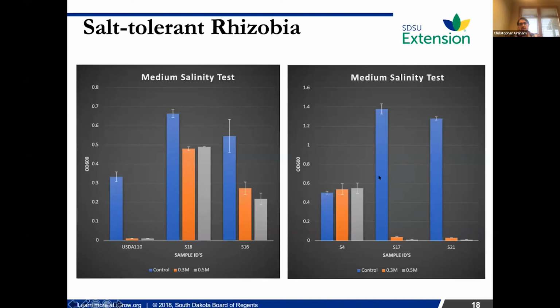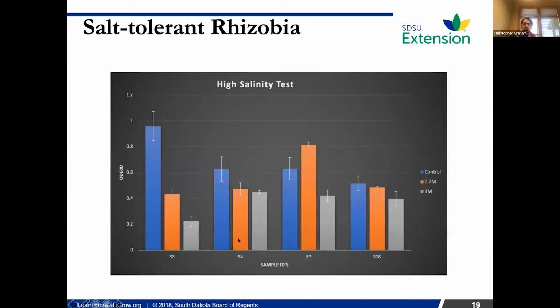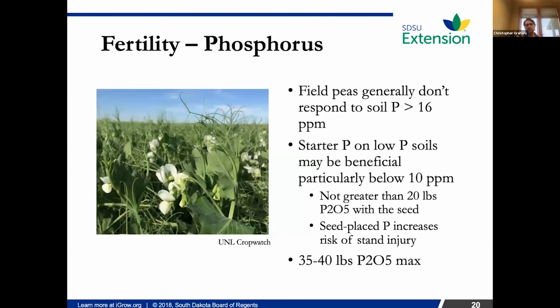And so all I'm trying to highlight here is that some of these species numbers are irrelevant, but some of them are very sensitive, and then some of them are more. So this is at even higher levels of salt concentration. These are some of our better Rhizobia that are a bit more tolerant to salt levels. And so that's one of our side projects, where we're doing a lot of work trying to find Rhizobia that are much more tolerant to salty situations.